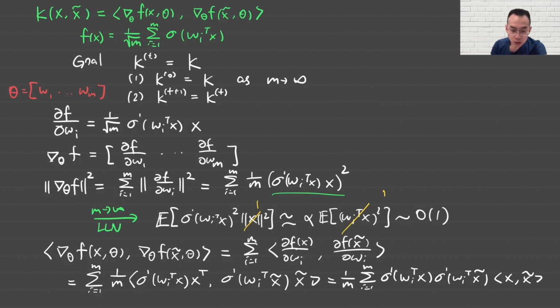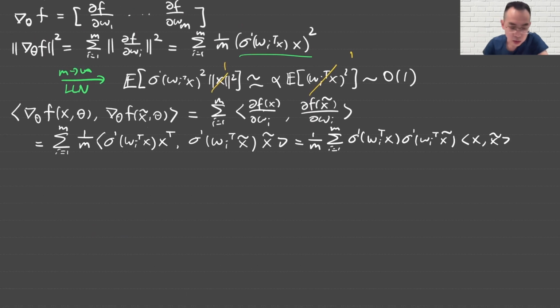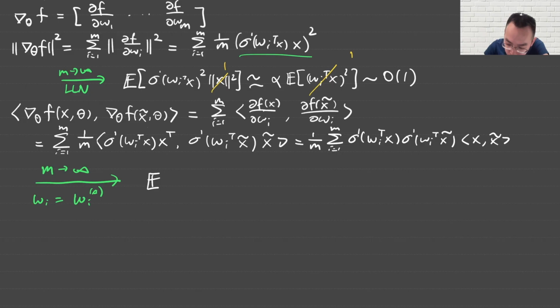Okay, so see here, once again, we have the law of large numbers setup. So let me write it in this way: when m is very large, goes to infinity, and we also want the initialization, right? We want wi equal to wi initial, wi 0. Then we'll have an expectation, where wi is distributed as a standard normal.